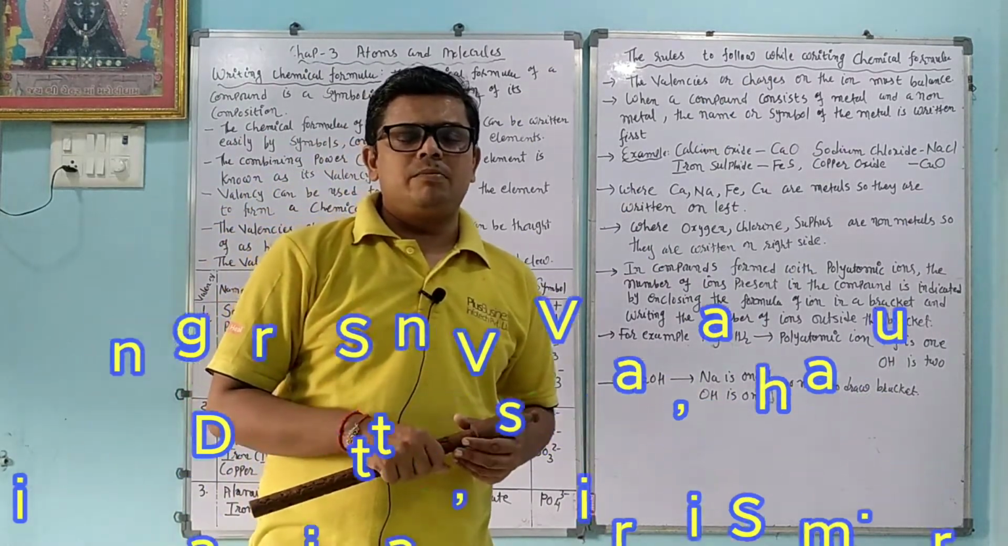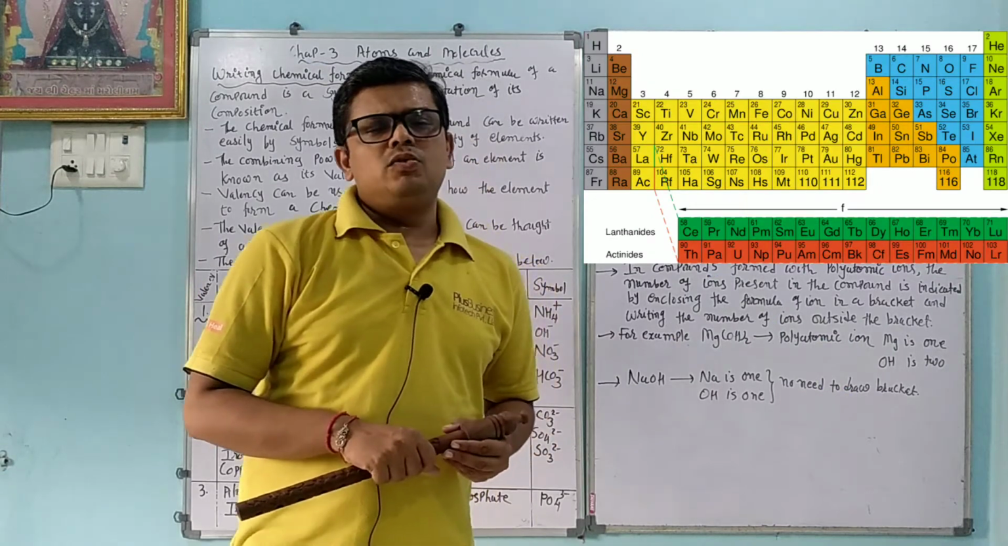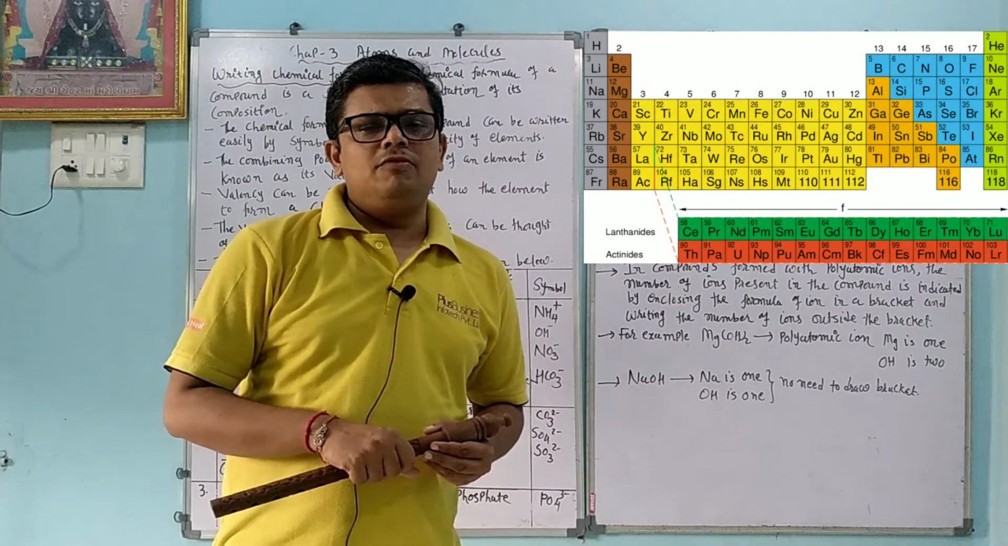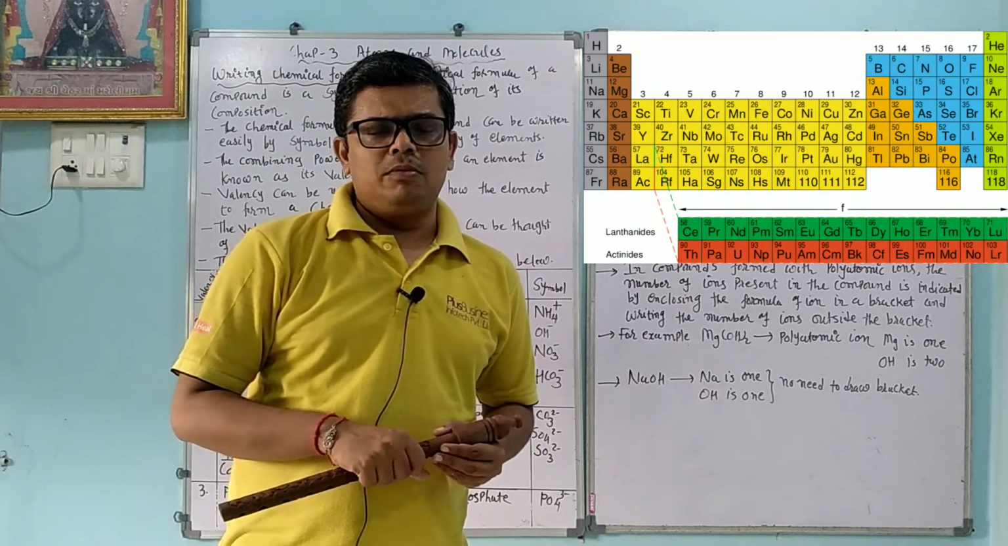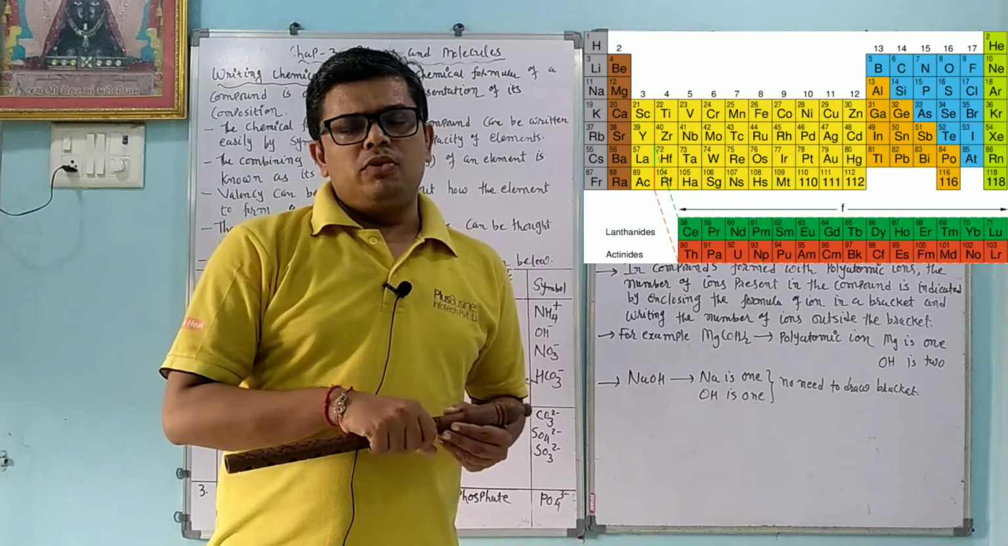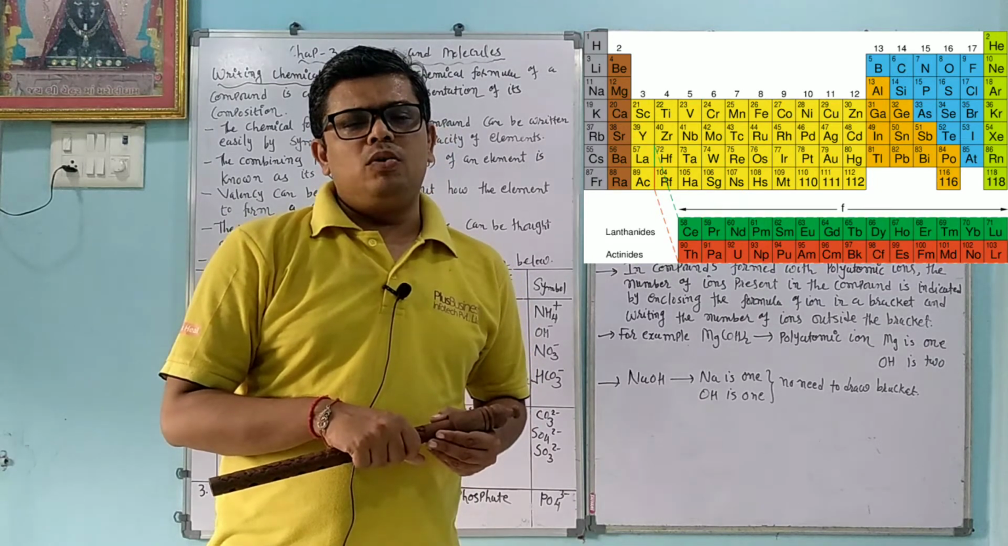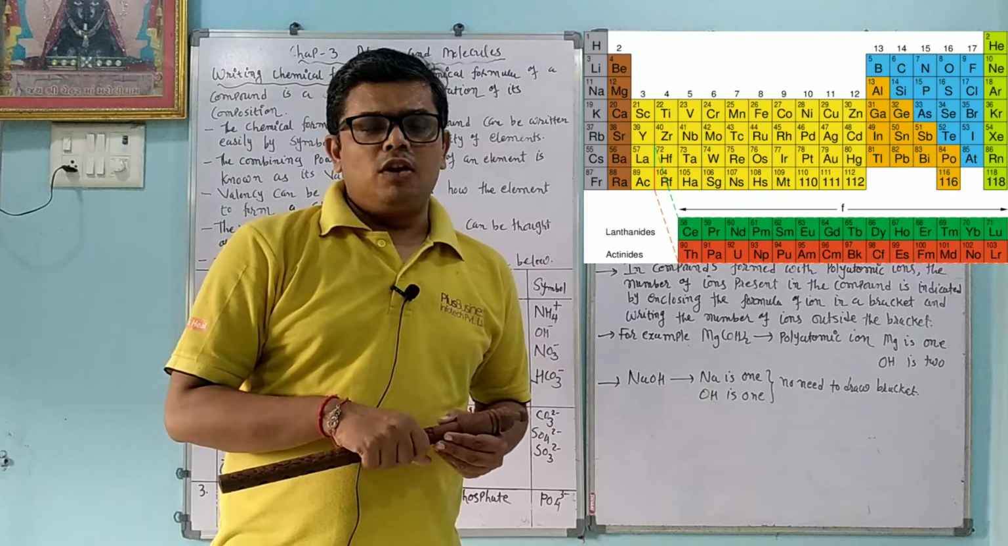Today we will continue chapter number 3, atoms and molecules. Dear students, today we are going to learn about the chemical formula, or how to write the chemical formula. Before writing the chemical formula, you should understand the symbol of all the elements.